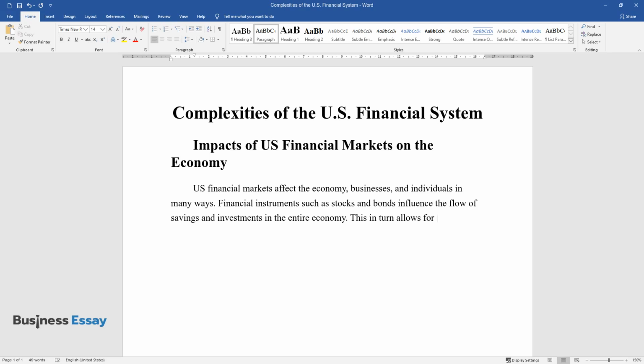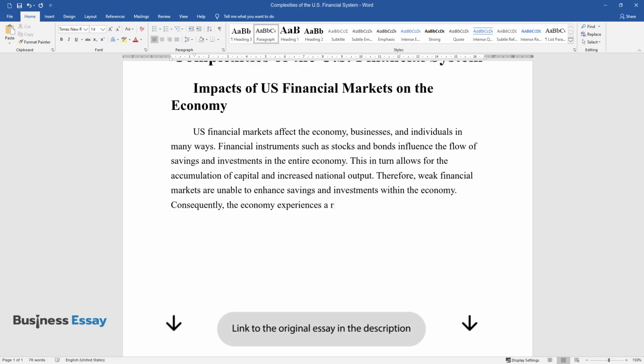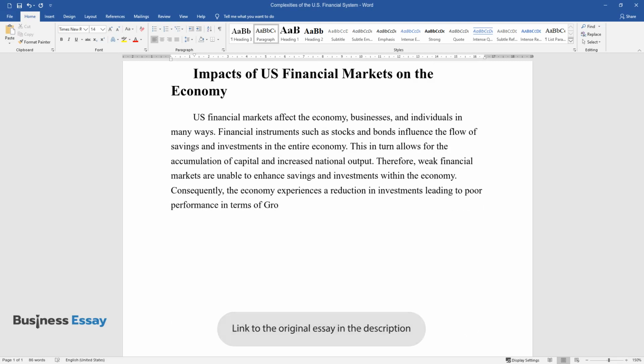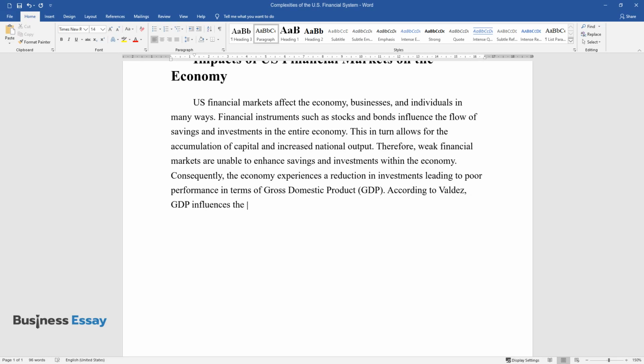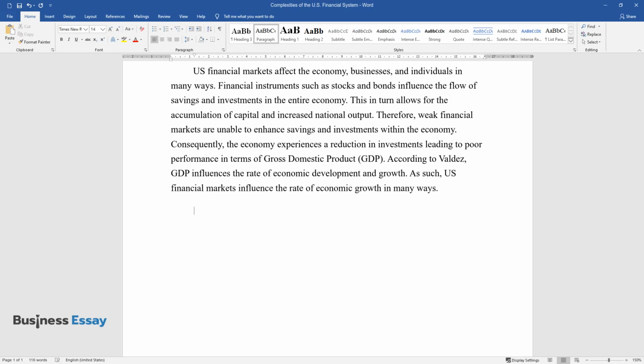This in turn allows for the accumulation of capital and increased national output. Therefore, weak financial markets are unable to enhance savings and investments within the economy. Consequently, the economy experiences a reduction in investments, leading to poor performance in terms of gross domestic product, GDP. According to Valdez, GDP influences the rate of economic development and growth. As such, U.S. financial markets influence the rate of economic growth in many ways.